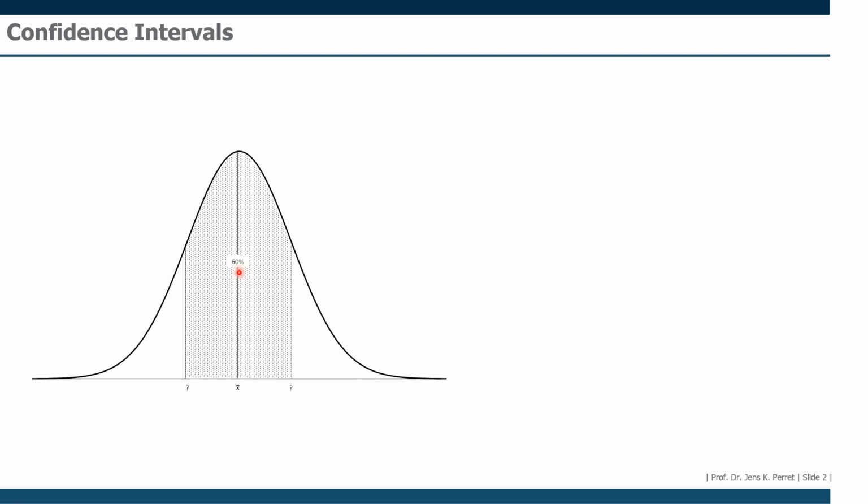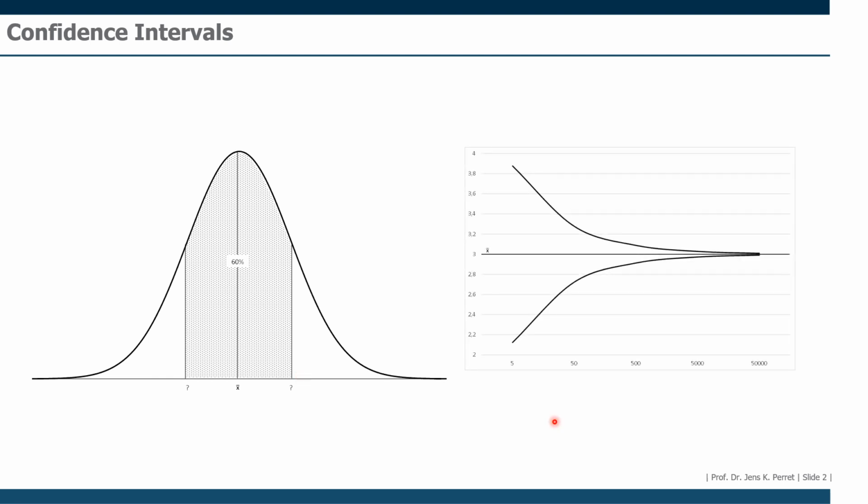For example, in this case, I have here 60%. I could say, well, with 60% certainty, the real mean will be somewhere in this area around the arithmetic mean. The interesting thing with this is, the more observations I have, the better my arithmetic mean becomes, and the smaller the confidence interval gets. So if I just have enough observations, I will have very small confidence intervals, so I could be really sure about the results I'm getting there. Well, so much for the general idea.